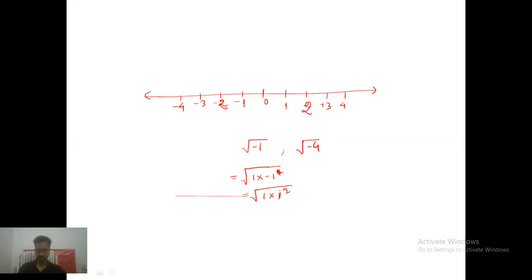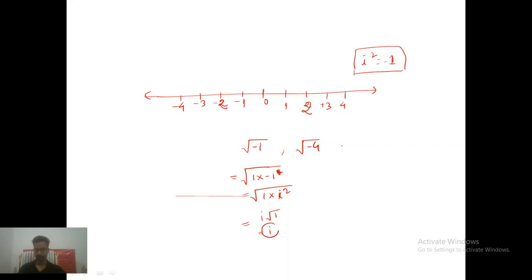minus 1 we can write as I square. I is an imaginary number. That means the value of I square is minus 1. Okay, you are going to get this type of theory in class 11 or 12. So when you take the square root, it will be I into root over 1, that means I. So these are the imaginary numbers.